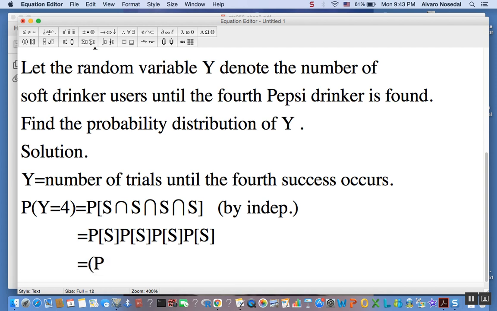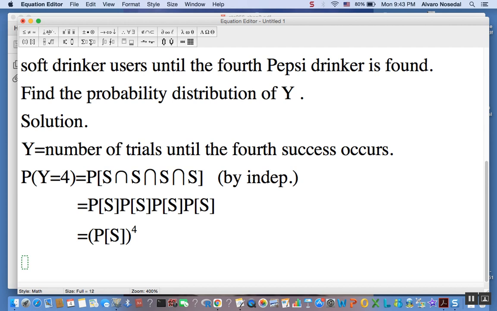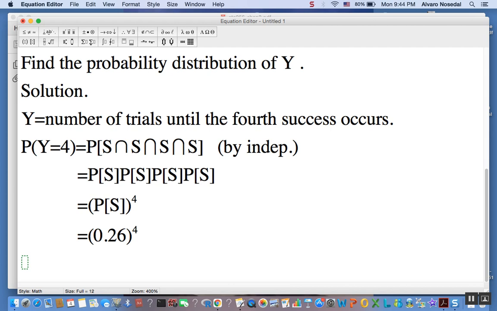We have probability of success to the 4 power. Okay, now, the probability of success is 0.26. So we have 0.26 to the fourth. Okay. So that's our first probability.